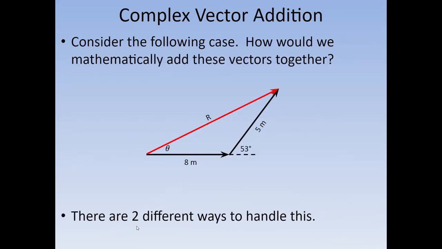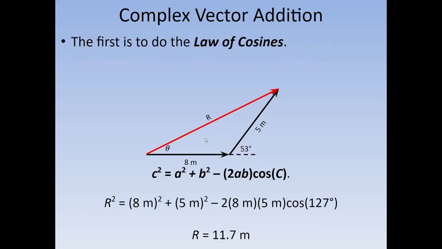Now, what if we had more complex vectors? What if they gave us this scenario where we had these two vectors at weird angles? How would we find this? Again, there's two different ways of handling this. The first one is doing law of cosines. You might have remembered this in your previous math classes. It looks very similar to Pythagorean theorem, but it has this little extra 2ab cosine c factor in here.